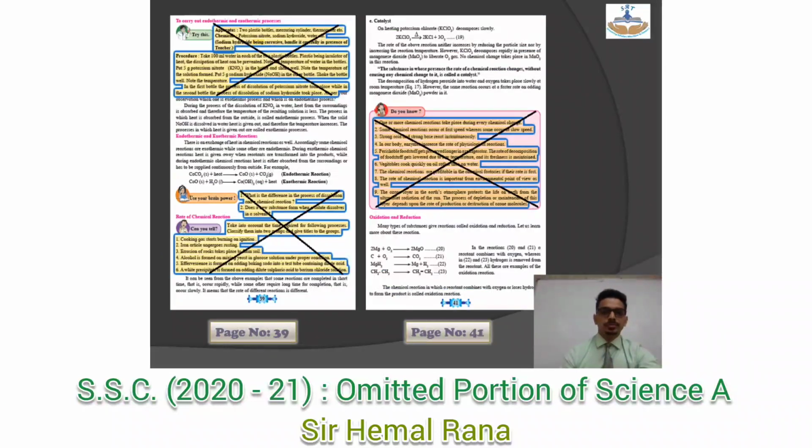Coming to the next part, page 39, students, page 39. We do not have try this, the entire apparatus and chemical procedure. Then use your brain power, all the 6 questions have been removed from page number 39. Come to page 41 directly.